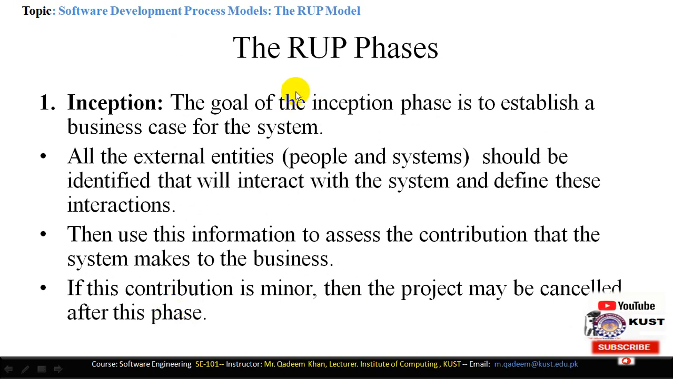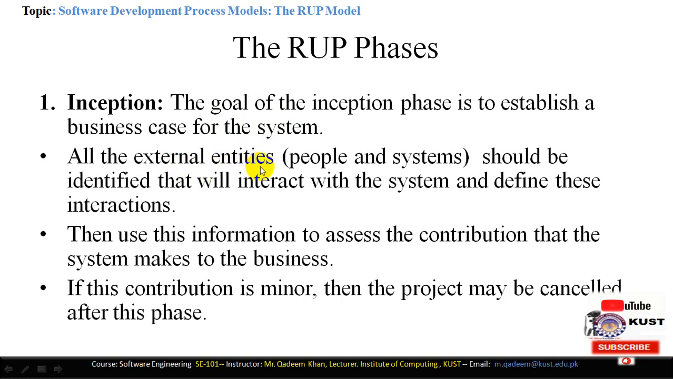There are multiple phases in the RUP model. Basically, the first one is called inception. Inception means to establish the business goal of the product. Business case here means the business objectives, that is, what sort of benefits we are going to gain from the product. So this is the inception phase, which is the first phase in which the product should be developed, and it defines the business objectives of the product.